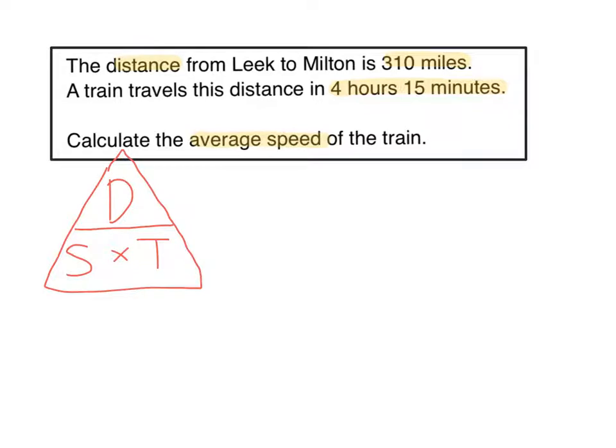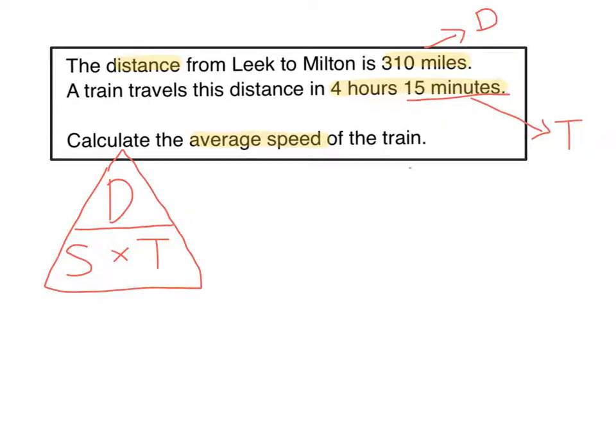So let's figure out what we've got so far. We've got that the distance is 310 miles. We've got that the time is 4 hours 15 minutes. Now, I'm not going to be able to use that at the moment because of this 15 minutes. I need it all to be in hours. So I need to think, well, 15 minutes is what of an hour?